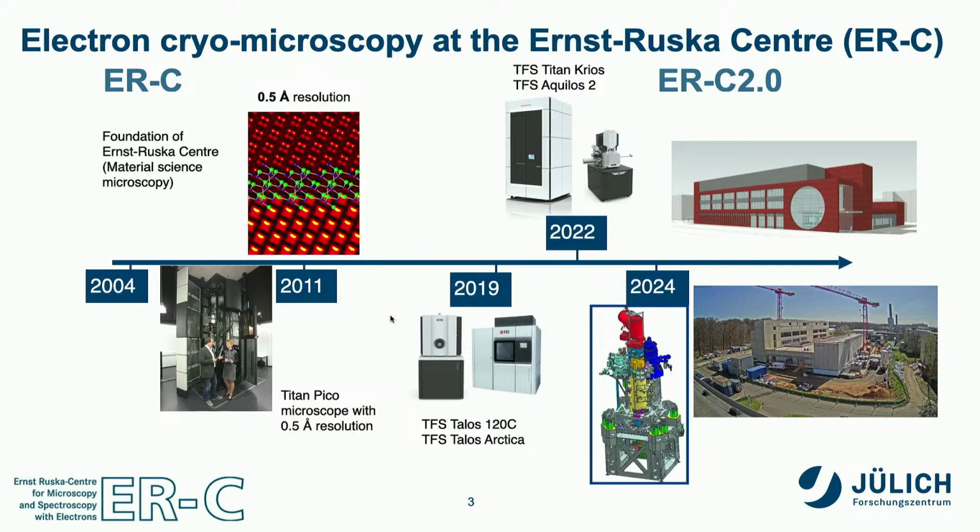cryo-EM basically in the Ernst-Ruska Center. The Ernst-Ruska Center is traditionally a material science hub for electron microscopy, founded in 2004, and it became well known worldwide because it established the first CC and CS corrected system that led to extremely high resolution, 0.5 angstrom resolution in TEM imaging at the time, and this is also what the center is still known for.